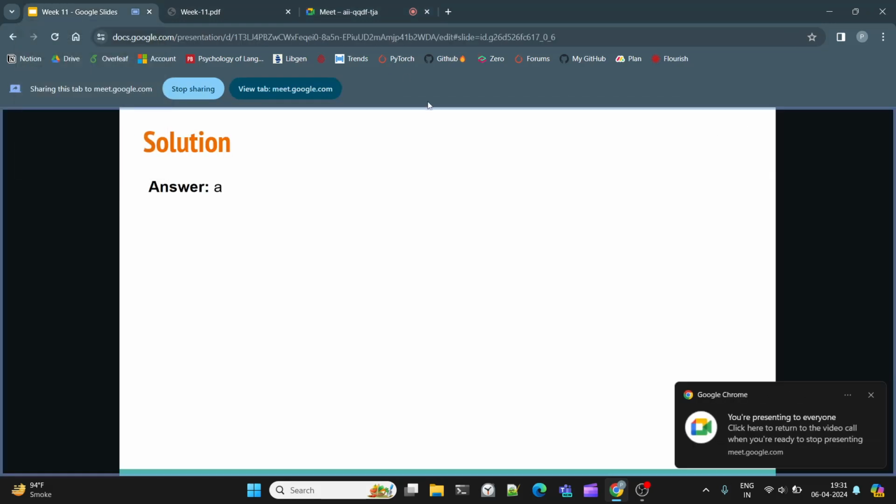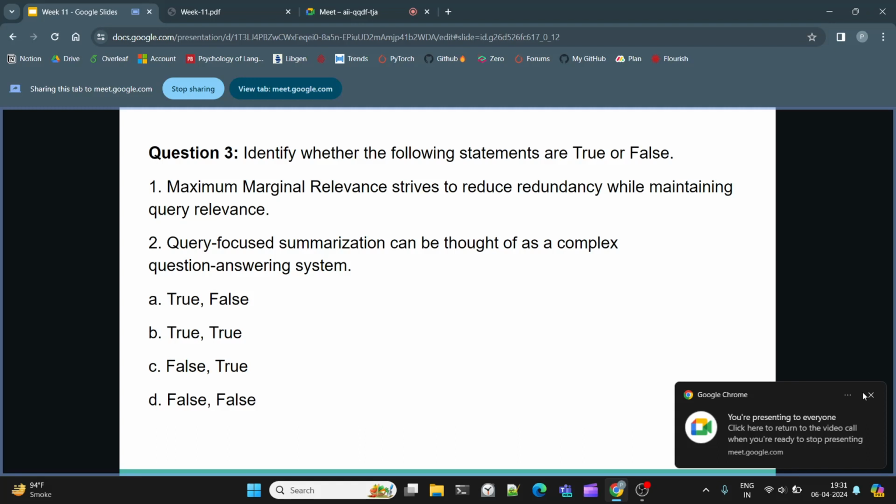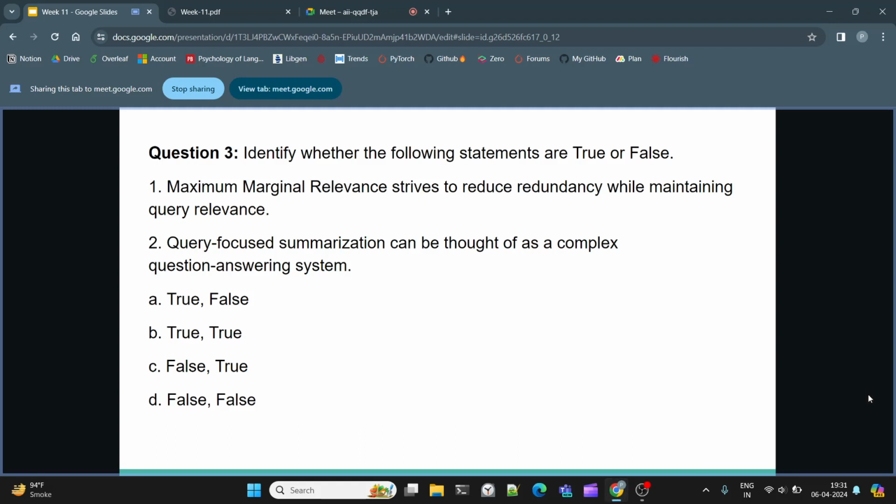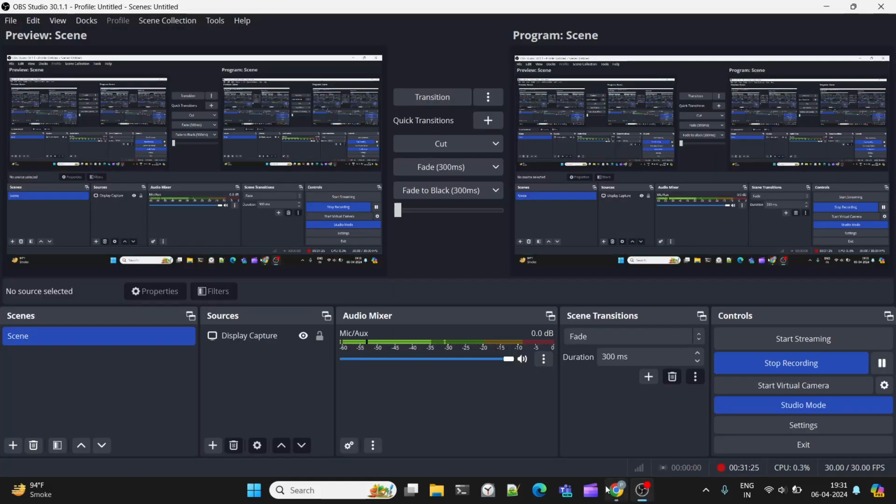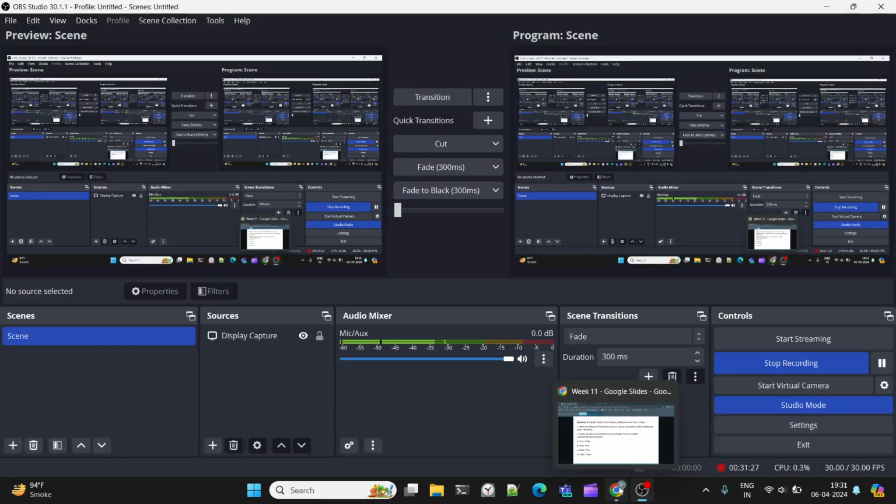Okay. Let's discuss the next problem. So here the question is, identify whether the following statements are true or false. There are two statements, one regarding maximum marginal relevance, another one regarding query focused summarization. You need to state whether these are true or false. Again, I would request all of you to just attempt this question, and we'll discuss it in a few minutes.